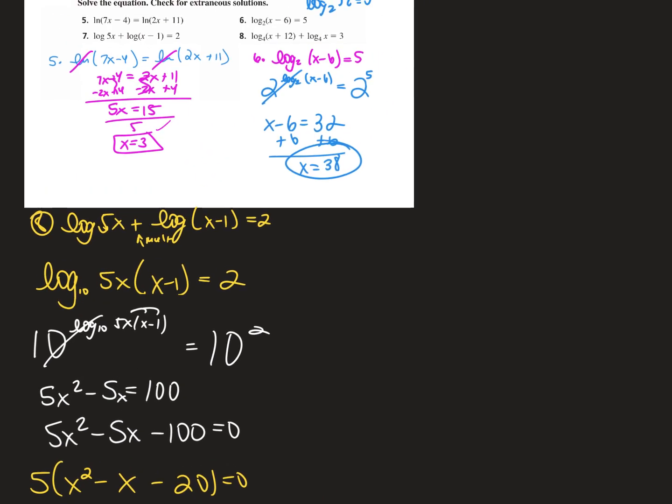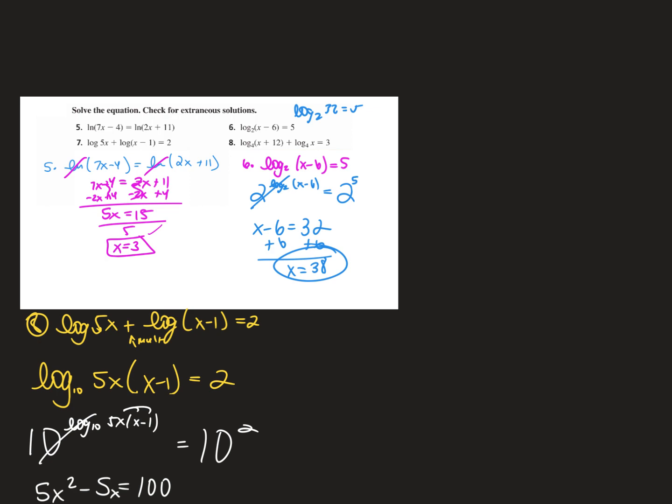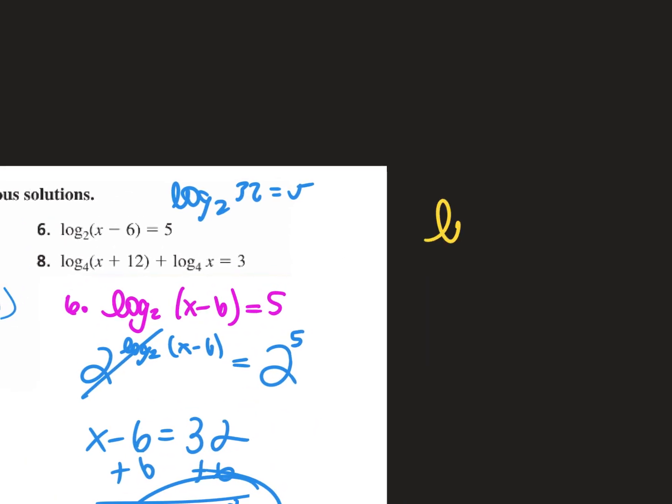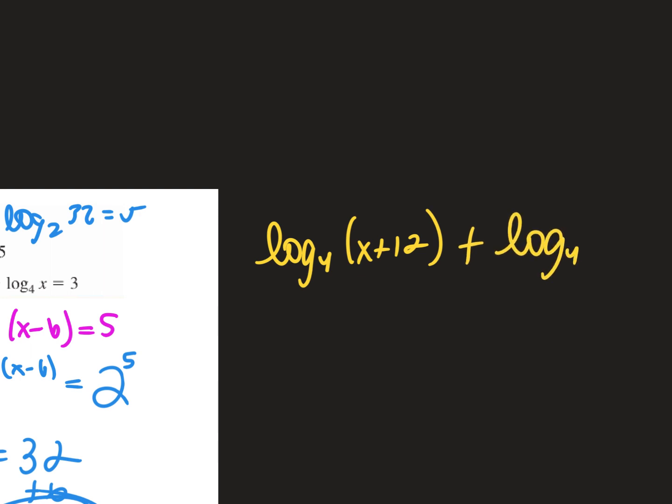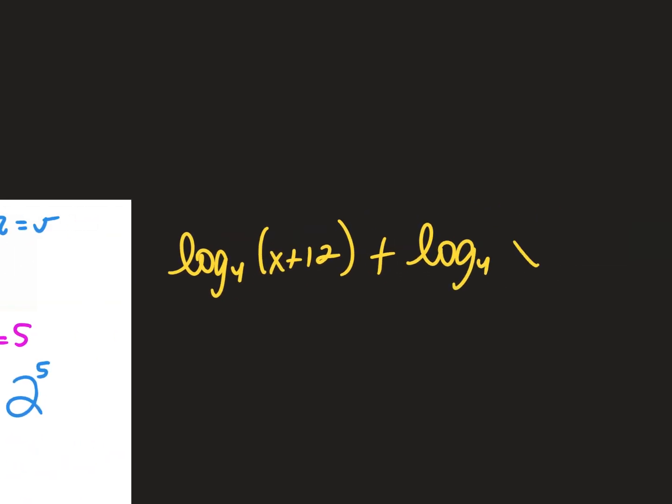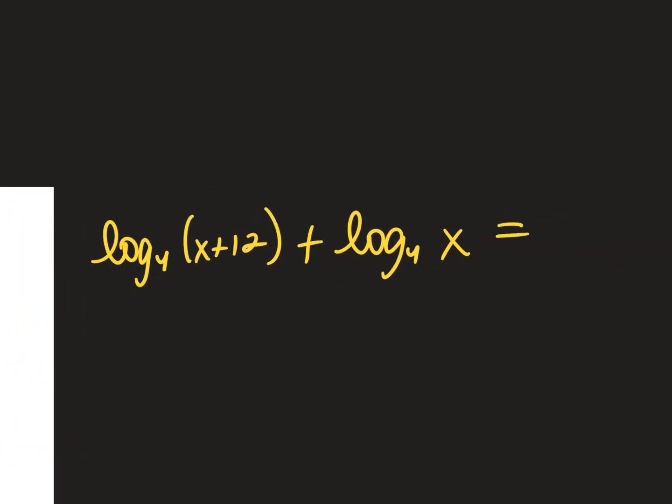You guys doing great. One more. Log 4 of x plus 12 plus log 4 of x equals 3. Okay, this is a logarithmic, right? I can smush it. I love it. What about if there was a minus sign between here? Could I still smush it? Yeah, but what would my problem look like? Instead of multiplication, it would become what? Division. Okay, good. So I'm going to smush this.